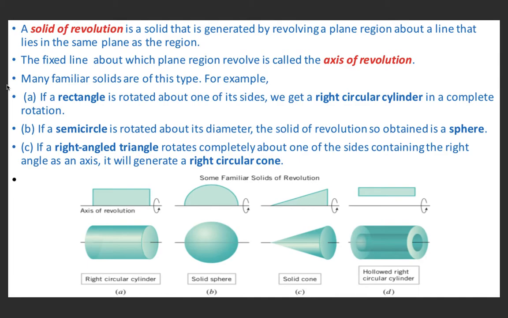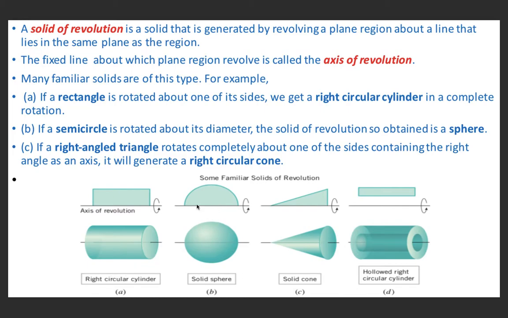Actually, a solid of revolution is a solid that is generated by revolving a plane region about a line that lies in the same plane as the region. This fixed line about which the plane region is revolved is called the axis of revolution. There are many examples of solids of this type. If a rectangle is rotated about one of its sides, we get a right circular cylinder in one complete rotation. This is the shape of the rectangle. It is rotated about this side and the result is this right circular cylinder.